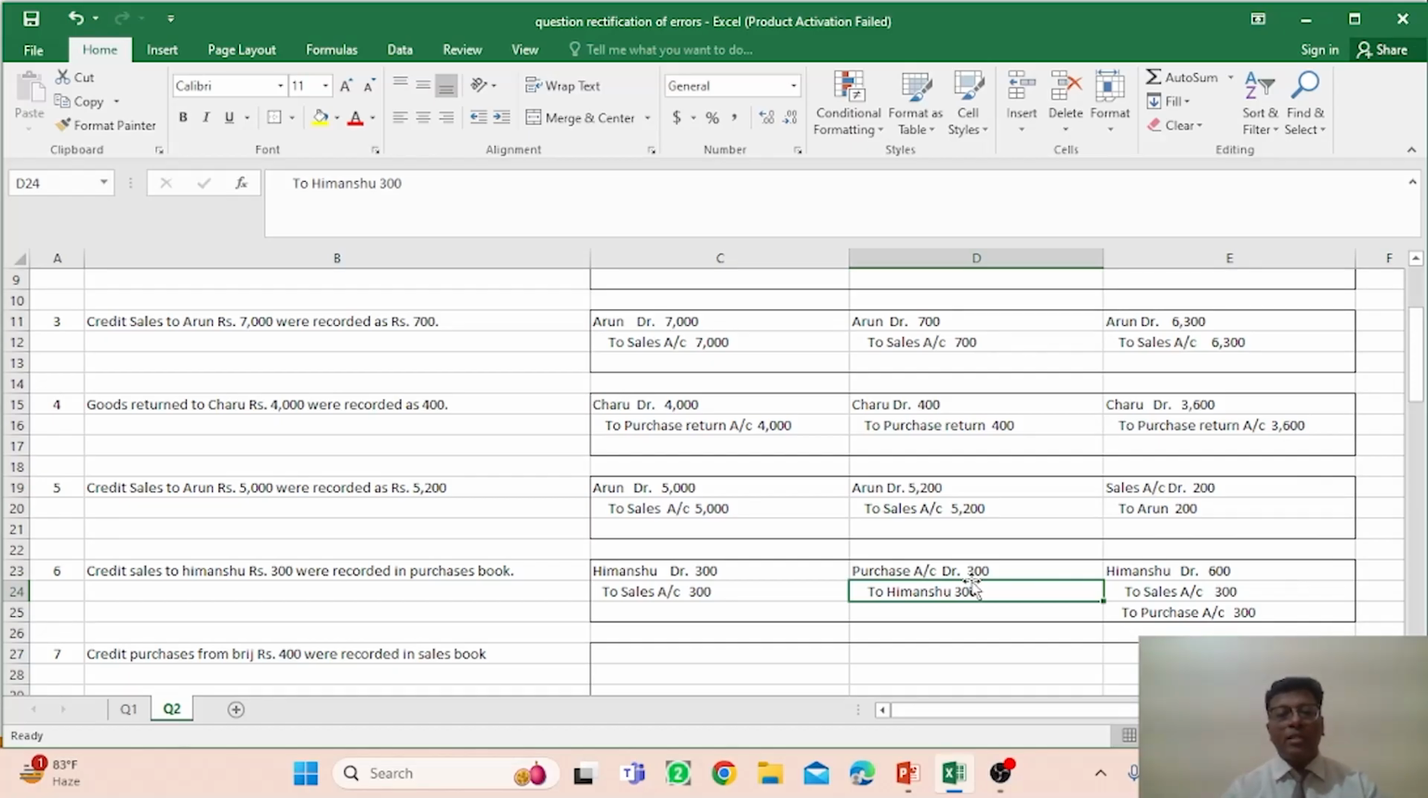Okay, because the sales account was to be credited, but it was not mentioned. So this is the time to mention, and purchase account which was wrongly debited, now you have the way to credit. Okay, so purchase account would be credited by 300, and Himanshu should be debit now in the rectification 600.